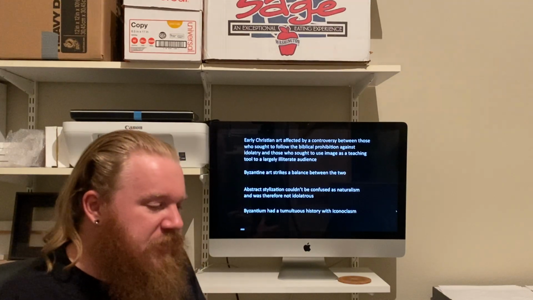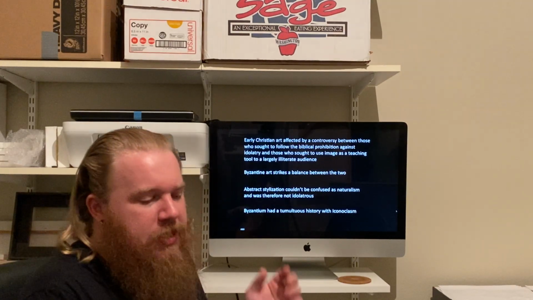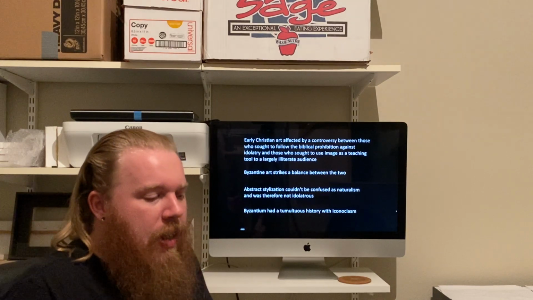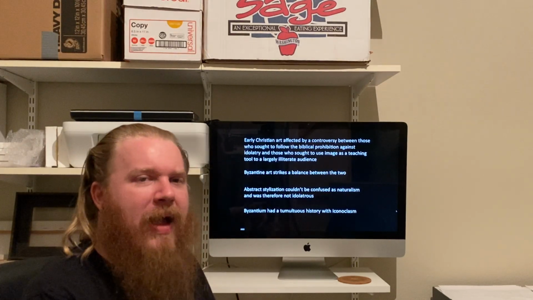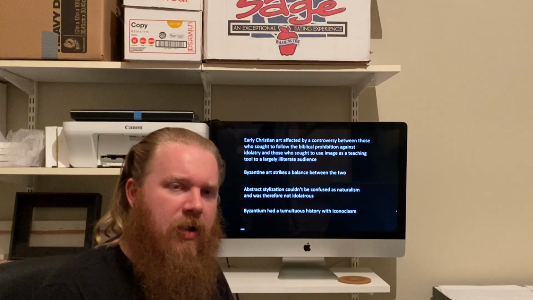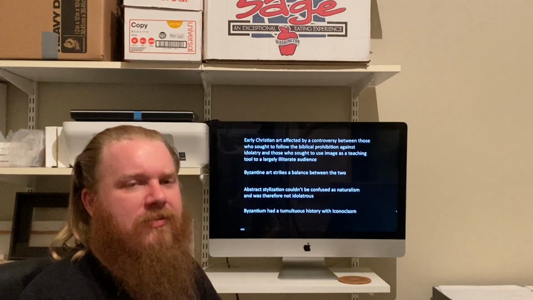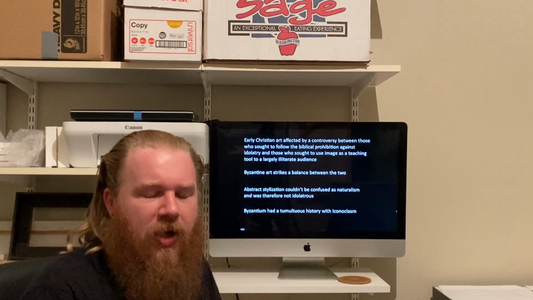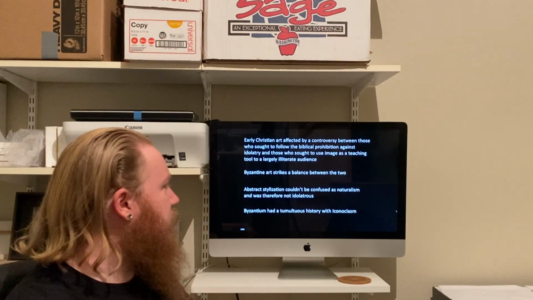So a lot of this is in flux. Byzantine art tends to strike a balance between these two ideas of not practicing idolatry, but also using imagery for teaching purposes. In that sense, abstract stylization couldn't be confused with naturalism and therefore wasn't considered to be idolatrous. By reverting back to abstract stylization of a naturalistic form, we are considered to not be in competition with the divine. It can't be misconstrued or confused with actual physical reality because it doesn't look like reality. So it's a way to get around some of these issues with idolatry. But Byzantium had a very tumultuous history with iconoclasm and idolatry.